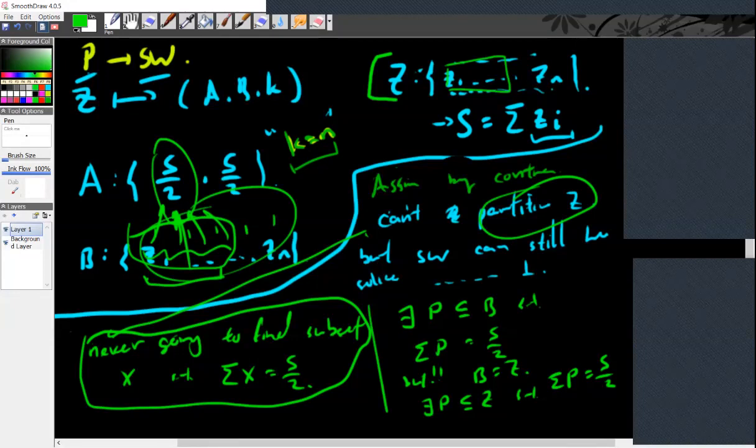All right. So what can we conclude? We've just done a reduction from partition to splitwise. If we assume that partition is hard, splitwise is hard.